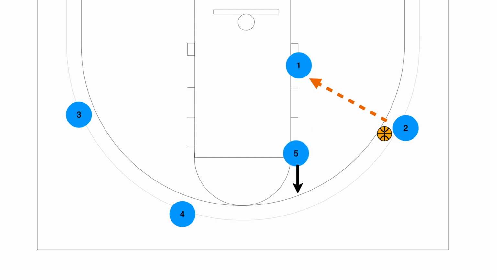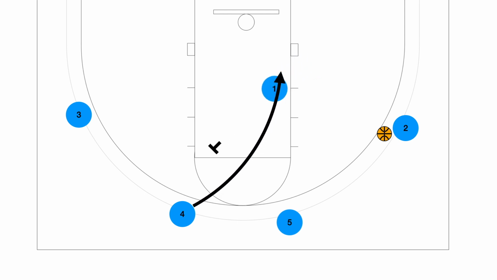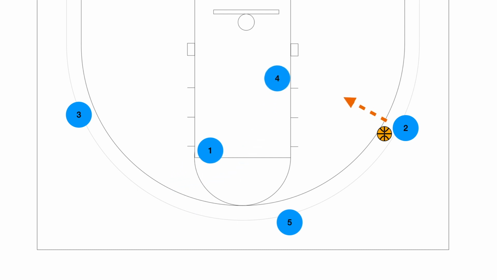If the player does not receive the ball off the UCLA screen, they will set a shuffle screen for the opposite slot player. The player coming off the shuffle screen should look for the ball getting ready to score and will replace to the slot.